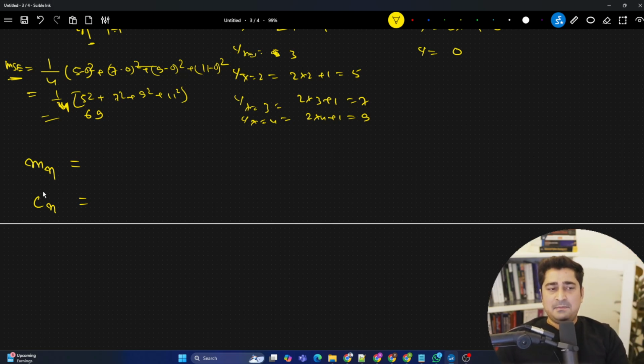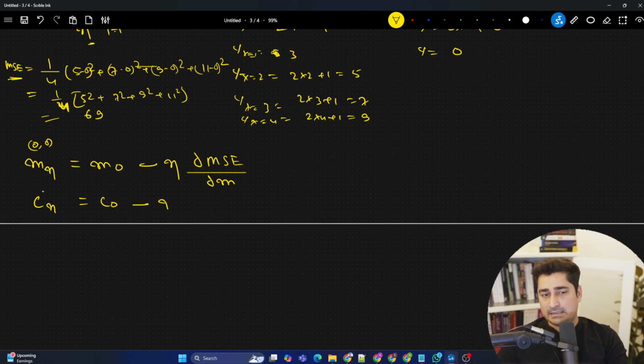So we'll have to update the value of m and the value of c. As of now, I am starting with 0, 0. So m new is nothing but m old minus a parameter called eta, times the partial derivative of mean squared error with respect to m. And c new, the intercept new, is nothing but c old minus eta times the partial derivative of loss with respect to c.